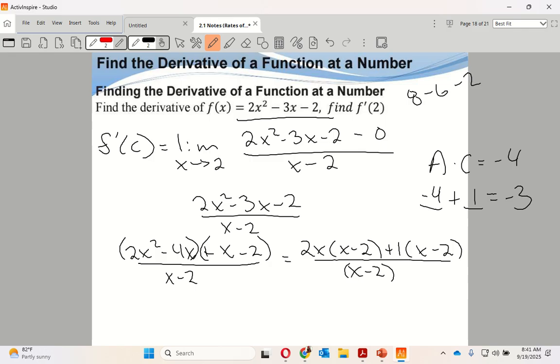Now regroup. I get 2x plus 1, x minus 2, x minus 2. So the whole purpose of doing this is to get rid of my hole. So I make a hole. That's why I want this one right here to give me this, and I'm going to have to solve for it. So my x minus 2's go away. I'm left with an equation right here where I have now the limit as x approaches 2.